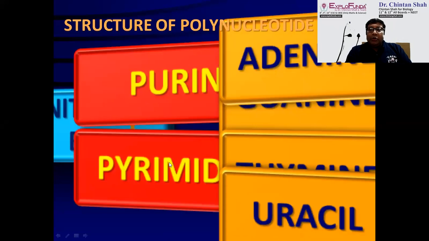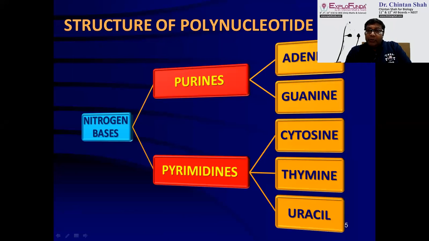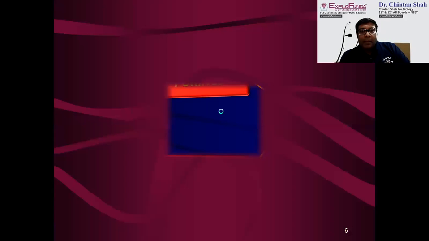Now, the structure of the polynucleotide chain. In the structure of the polynucleotide chain, you can find some basic nitrogen bases. One of them is a purine. Purine is a two-ring structure, whose examples are adenine and guanine, and pyrimidine is a single-ring structure, known as cytosine, thymine, and uracil. Am I right? Purine is a two-ring structure, that is adenine and guanine. Pyrimidine is cytosine, thymine, and uracil. Everybody is okay with this? Yes or no?